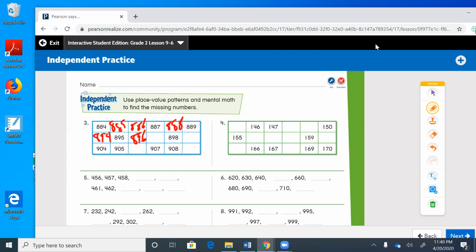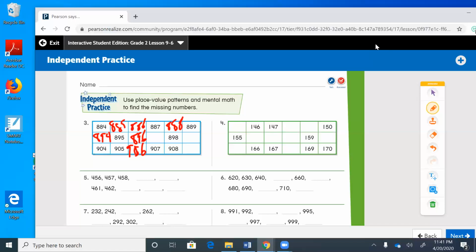Now, let's just say that you get to 896 and you see that bottom box and you don't know how to count by tens for that one. Well, that's okay. Just count by ones going across. 904, 905, 906. So you can mix it up for when you need the help.